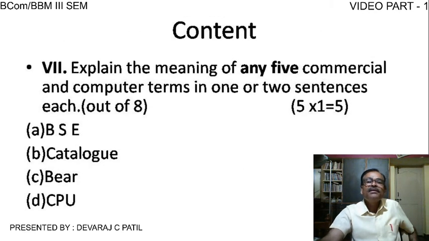And another question is to explain the meaning of any 5 commercial and computer terms. There will be 8 terms given, and out of those 8 terms you will have to explain any 5. Each carries 1 mark. So these 2 questions are compulsory, and the other 6 questions you will have to answer out of 8 questions.